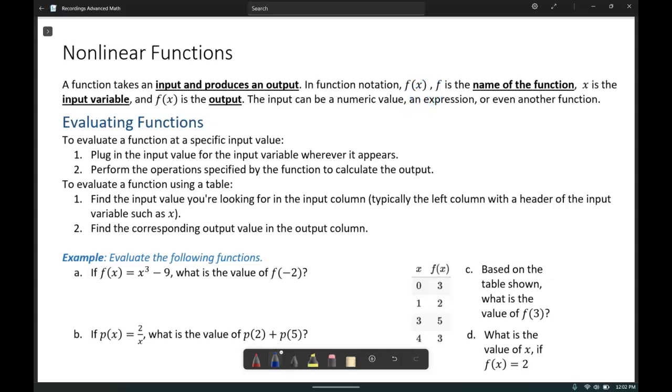When we're evaluating functions, we just want to plug in the input value wherever it appears and perform any operations. If we're using a table, we want to find what values correspond with the input in order to evaluate the function.